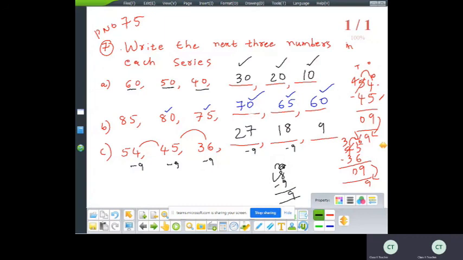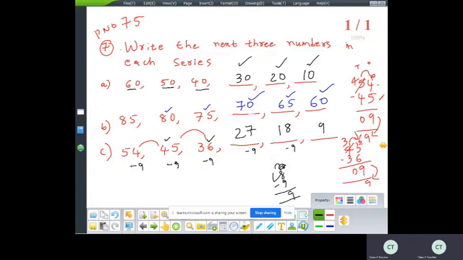54 minus 9 is 45. 45 minus 9 is 36. 36 minus 9 is 27. 27 minus 9 is 18. 18 minus 9 is 9. Our answers are 27, 18 and 9. Okay children, this is the solution for C.